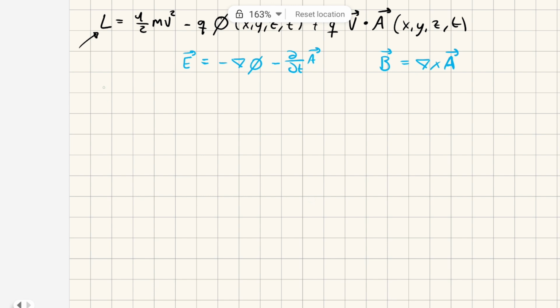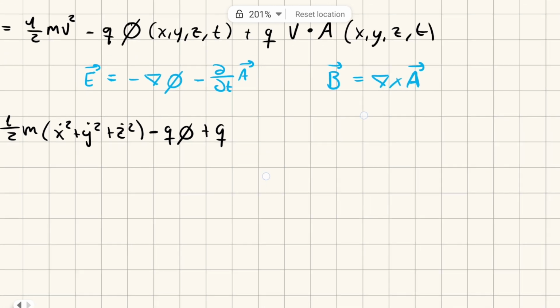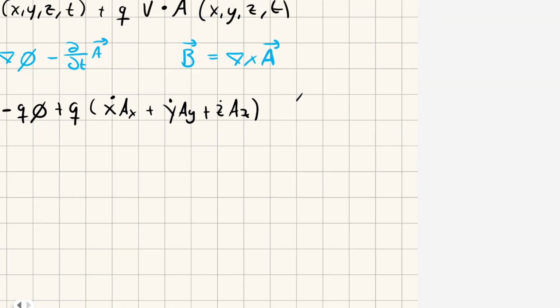So first of all, let me rewrite this Lagrangian as 1/2 m times x dot squared plus y dot squared plus z dot squared minus q phi plus q, and then the dot product between v and A, but that is going to be x dot Ax plus y dot Ay plus z dot Az, where of course we know that v can be seen as x dot, y dot, z dot.